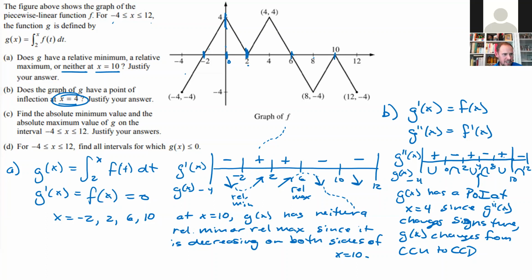Or we could say F changes from increasing to decreasing. Yeah, it's fine. Even if the function F is undefined there, G is going to be a continuous function. And that's what we care about, is G continuous. We don't care about G double prime having a non-continuous point. All right, the corner there, yeah.